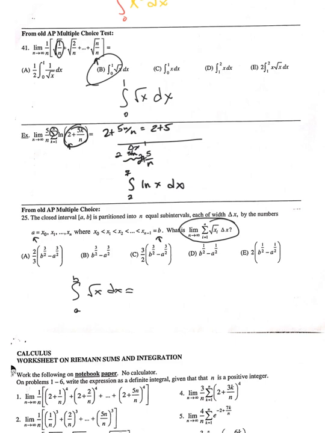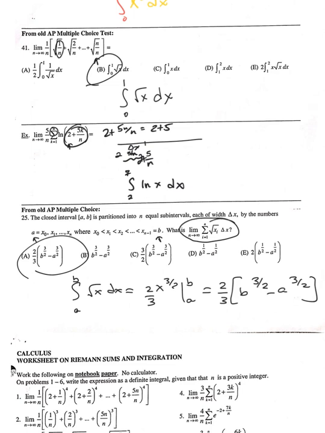So you know the fundamental theorem of calculus. This would be x to the 3/2 times 2/3 from A to B. You substitute in the B first. You can leave the 2/3 outside. B to the 3/2 minus A to the 3/2. And that's why the answer is choice A. So we will be revisiting this in class.